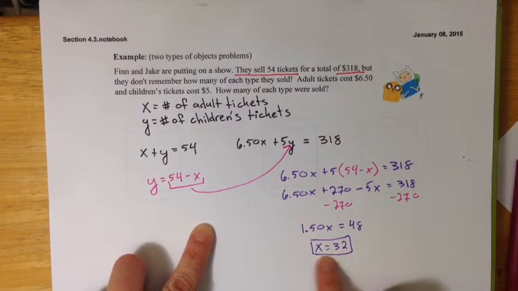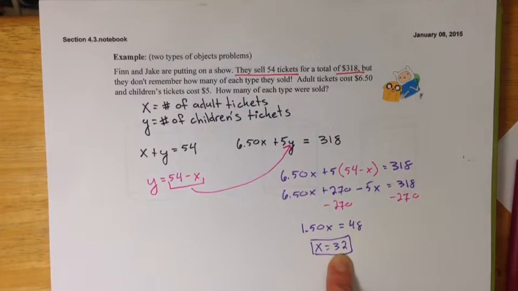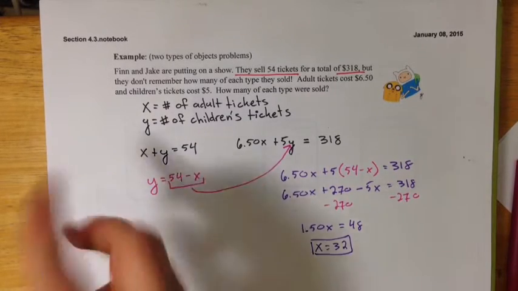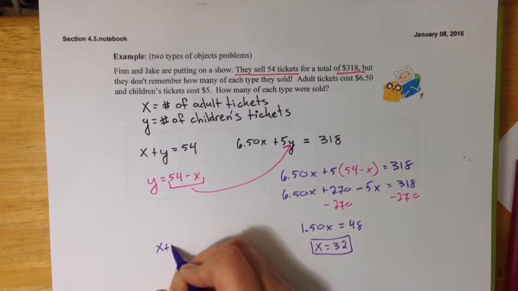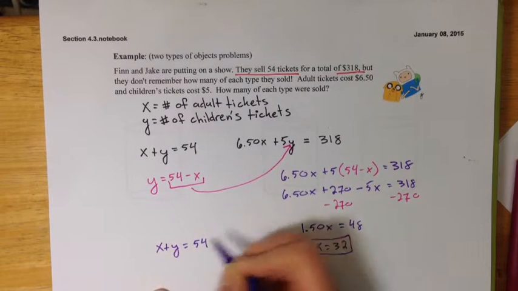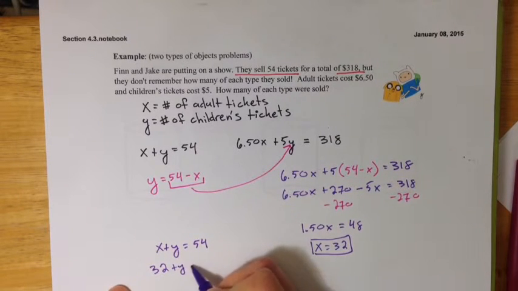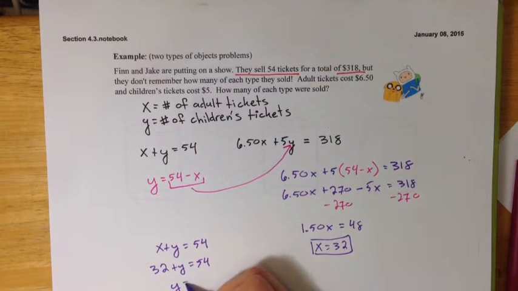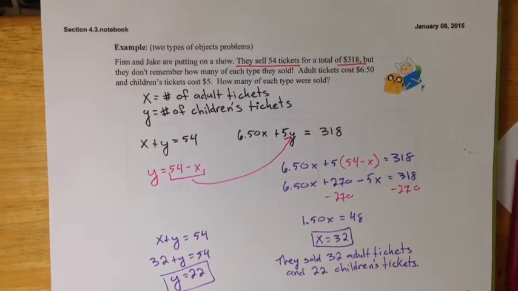I'll take the x equals 32 and plug it back in to either one of these equations and then solve for y. I'm going to pick the first equation since it looks like the easiest to me. So I take x plus y equals 54, and I replace the x with 32. So 32 plus y equals 54. Subtract 32 from both sides, and y equals 22. So that means that they sold 32 adult tickets and 22 children's tickets.